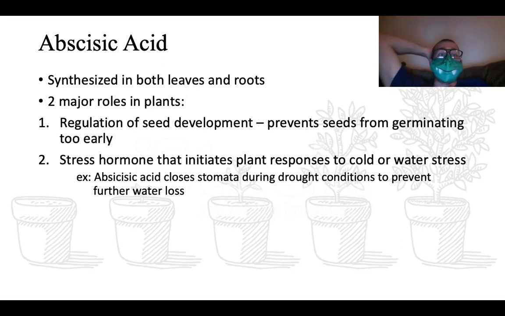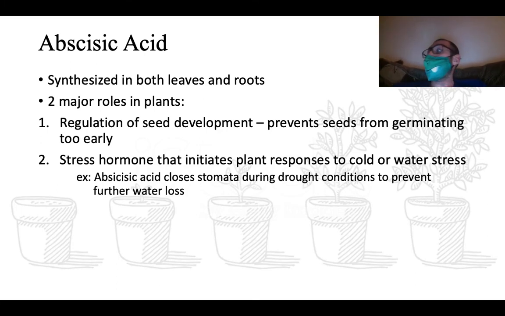We're now into abscisic acid. So abscisic acid is synthesized in both the leaves and the roots, and it has two major roles in our plants, and I already mentioned one of them. The first role is to regulate seed development. So abscisic acid prevents seeds from germinating too early. It maintains seed dormancy. The other important role of abscisic acid is that it acts as a stress hormone in our plants, in response to cold or water stress.